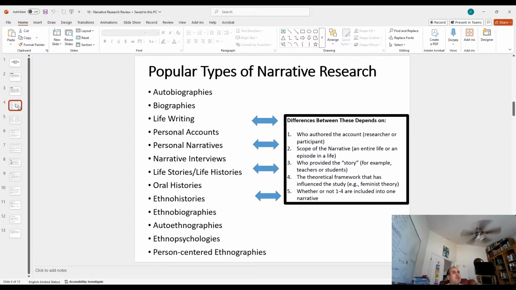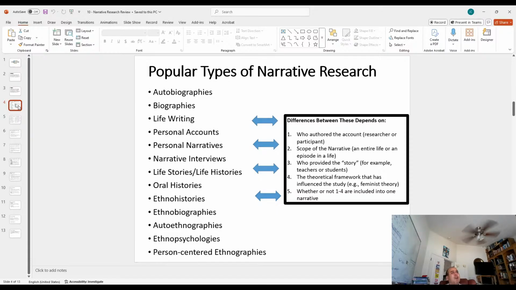Are you a researcher or a participant or both? As I said in autoethnography, what is the scope of the narrative? Is it an entire life? Is it an episode in one's life? If you're looking at high school students, is it their whole academic journey? Is it just their 11th grade year? What is it? Who provided the story? Is it provided by a teacher, a student, a counselor, an administrator?